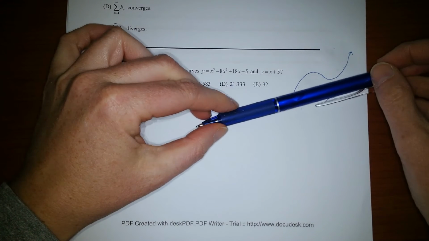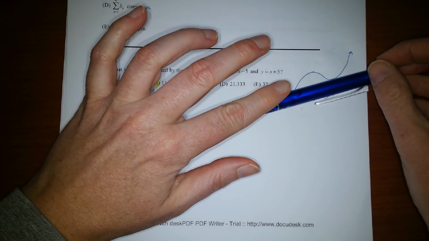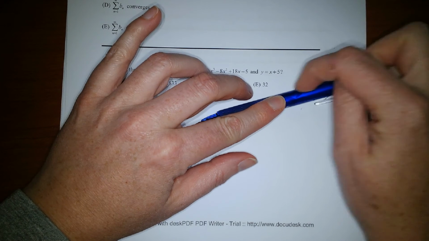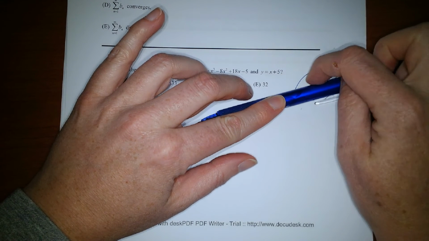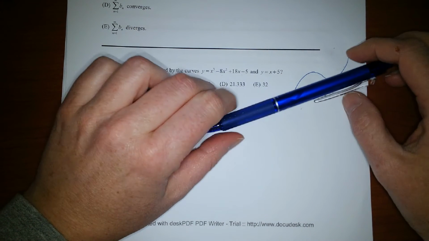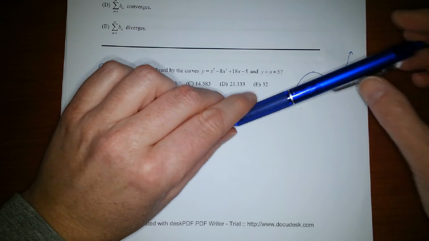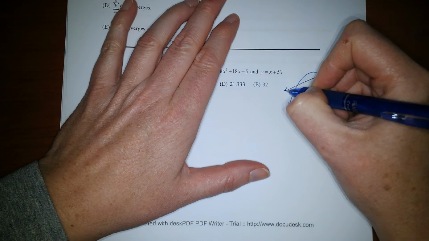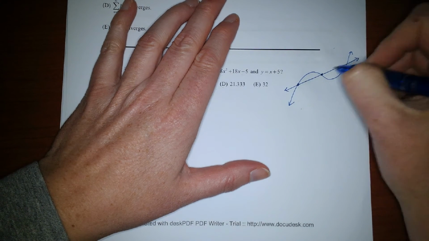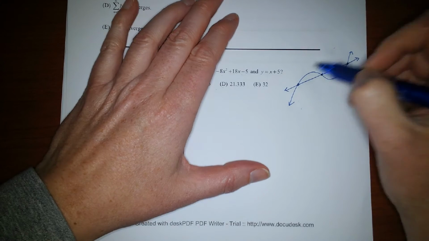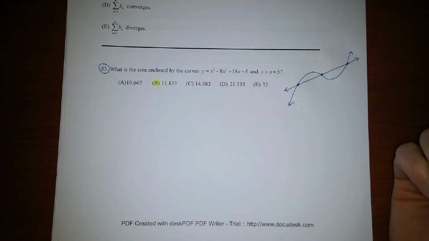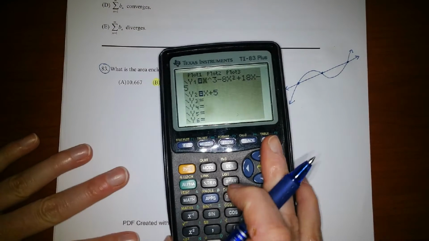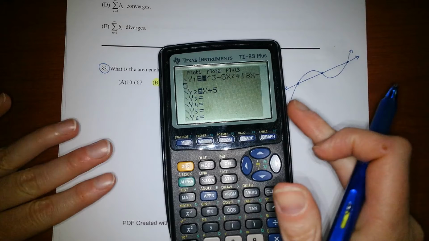Or it very rarely could intersect with the cubic function in two places. If it's perfectly tangent and then hits it in another place, then you just have one little enclosed region. But most likely the line graph will come through and intersect the cubic in three places, and then that would create two regions for us to find the enclosed area of. So I'm going to go ahead and make my calculator graph the two functions.